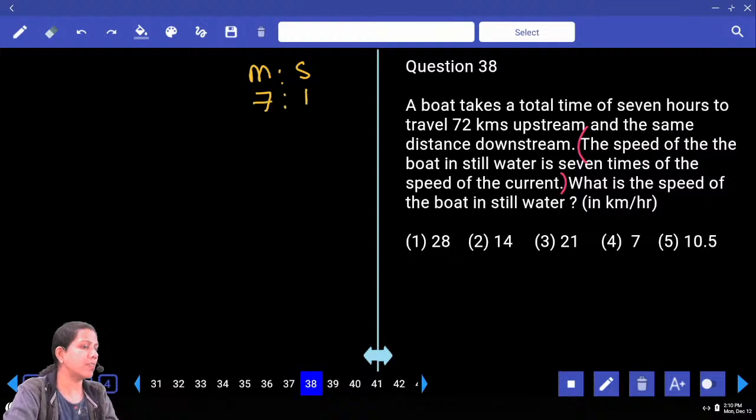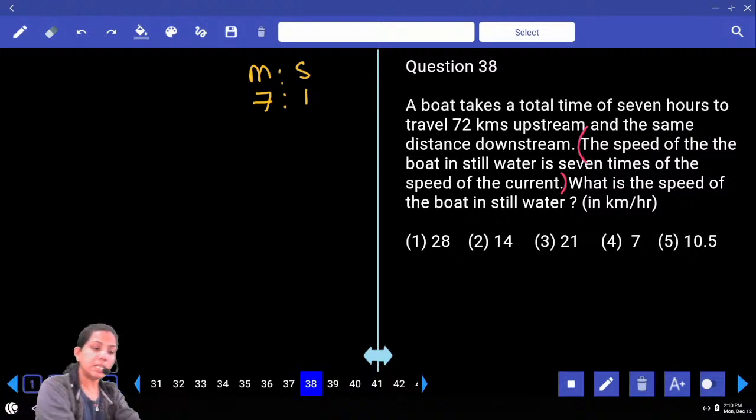What is the question? Speed of boat in still water means find the M value. M is how many parts? How many options are 7 multiples? All options: 28, 14, 21, 7, 10.5. All options are only 7 multiples. Okay.